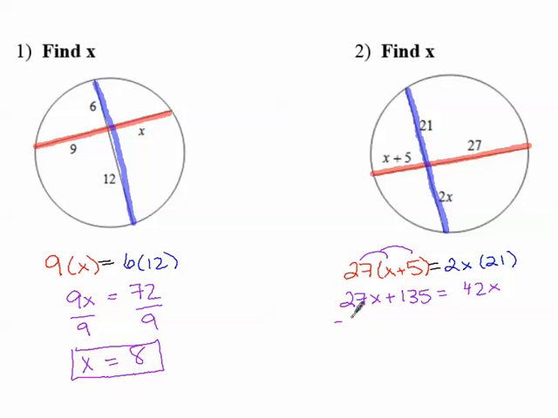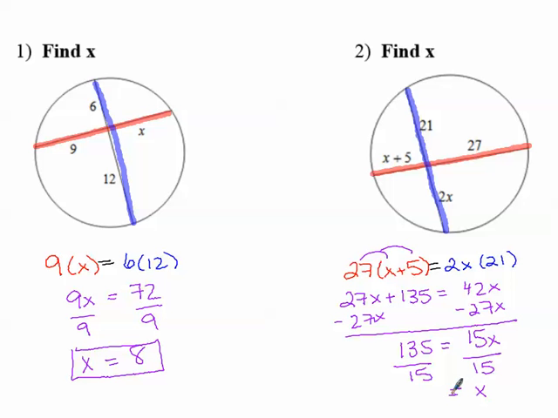So I'm going to subtract 27x on both sides. When I do that, I bring down my 135 and I get 15x over here. So I'm going to divide both sides by 15 and x equals 9.